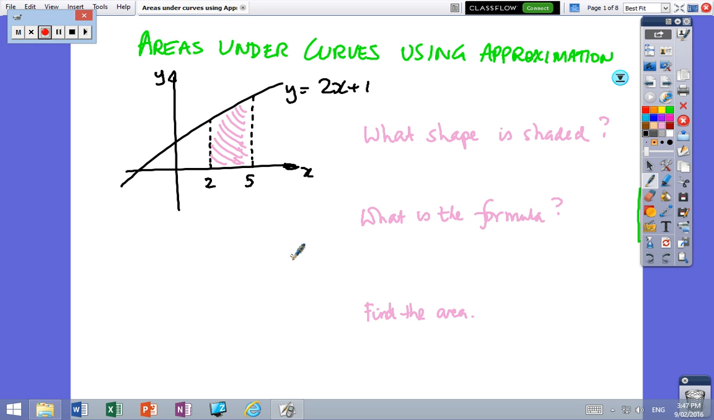So think about that. What shape is shaded? Is there a formula? Yes, there is, and I want you to find the area. So could you pause the tape and have a go?